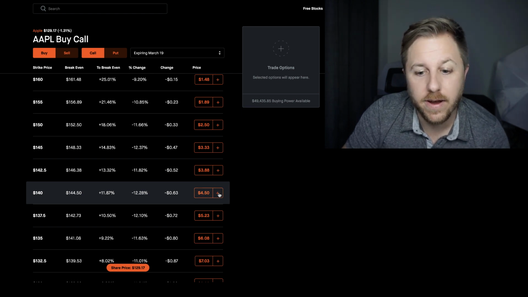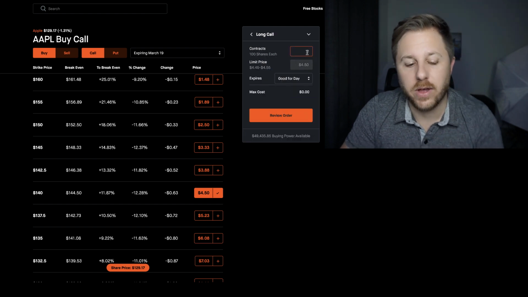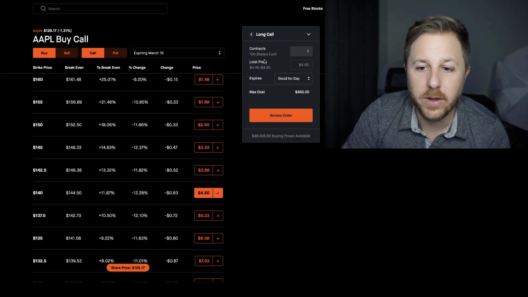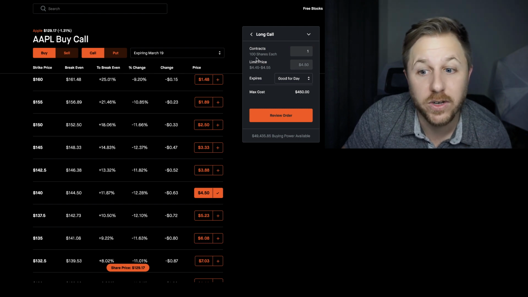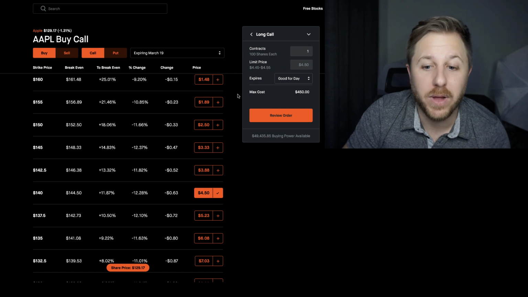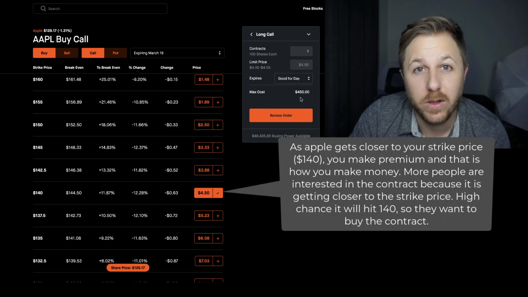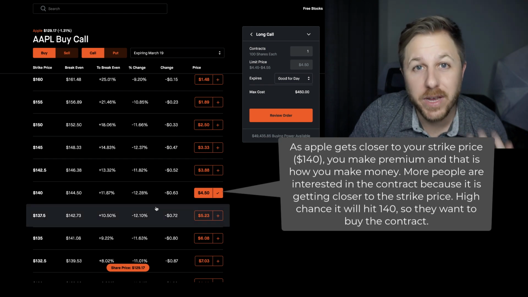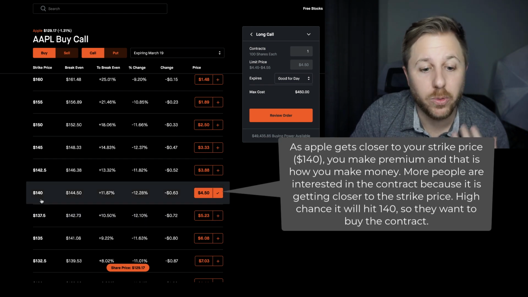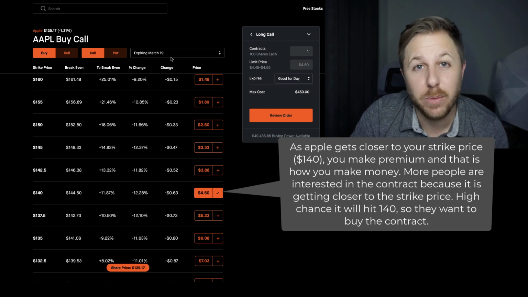I'm going to click right here, and all you would do is hit continue, and then right here you put the amount. So one contract we would do, and then right here you can see it says 100 shares of each. It's the right to buy 100 shares of Apple. So you always multiply these numbers by 100. So you would be paying $450 for one call option. And basically all it is saying is you think Apple will hit 140 by March 19th, and then you have to sell before that date.